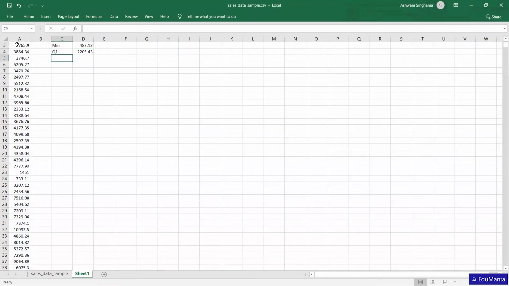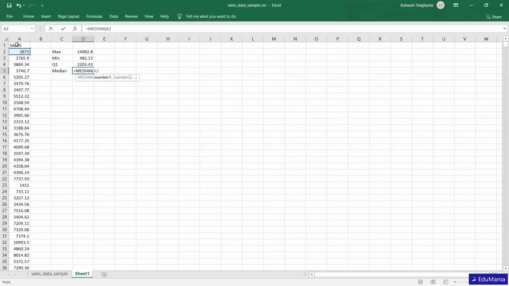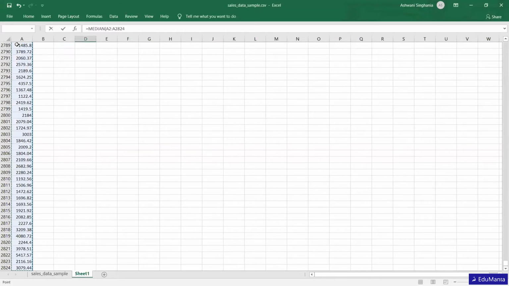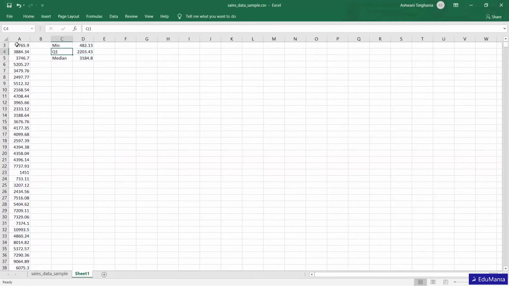So this is quartile 1, then we will create the median. We can also use the quartile formula over here, and in place of the number we will put 2, but we can directly calculate it through the median itself. Let's put the median function over here so that we will remember that Q2 is nothing else but the median. And then finally Q3.